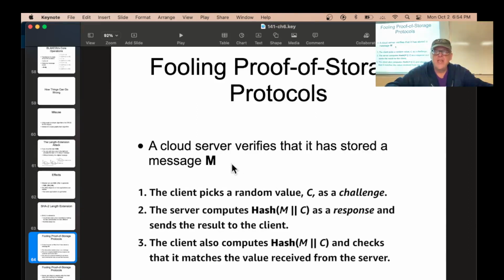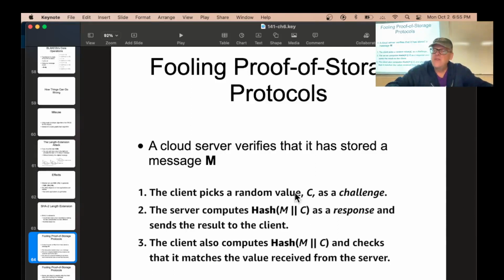If you want to fool it, for example, here's an example attack. If a cloud server like Dropbox, you send up a file, and then to verify that it stored it, you can send a challenge value, and it will send you a hash back proving it has the file. But what you could do is it could just keep the hash of M and throw away the file, and then when you send it a challenge, it could use length extension to generate this hash, so it could lie to you and tell you it stored the file when it hadn't.